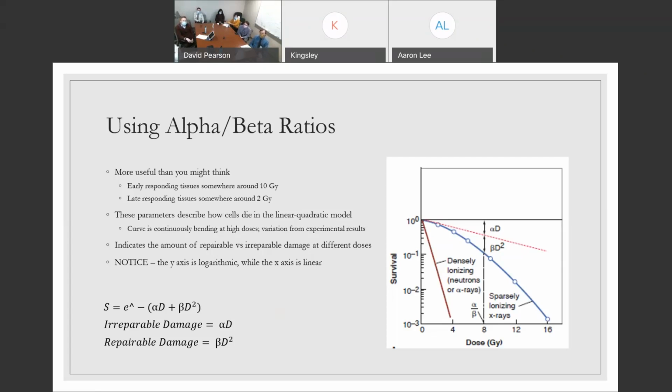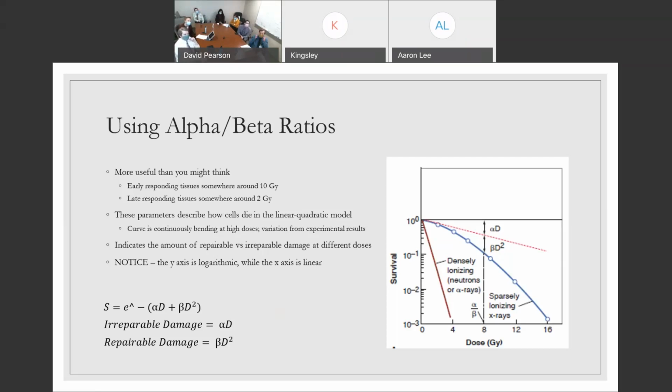But again, most of the time we're not in clinical situations where we get to the doses where it starts to become more linear. And so the linear quadratic model holds. Also, they like that there's really only 2 parameters to play with, which makes it really nice for modeling things.